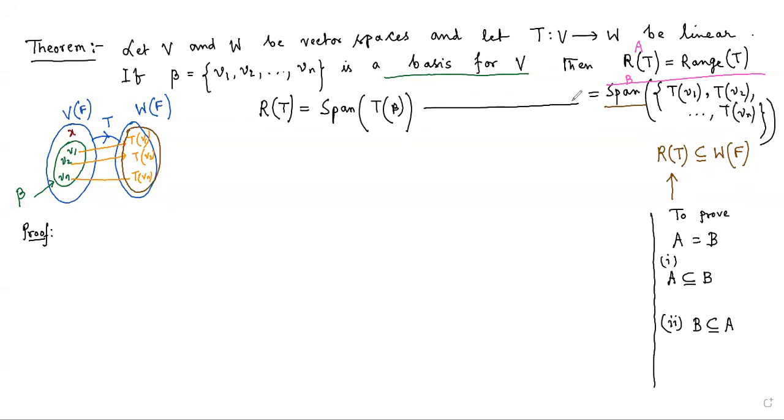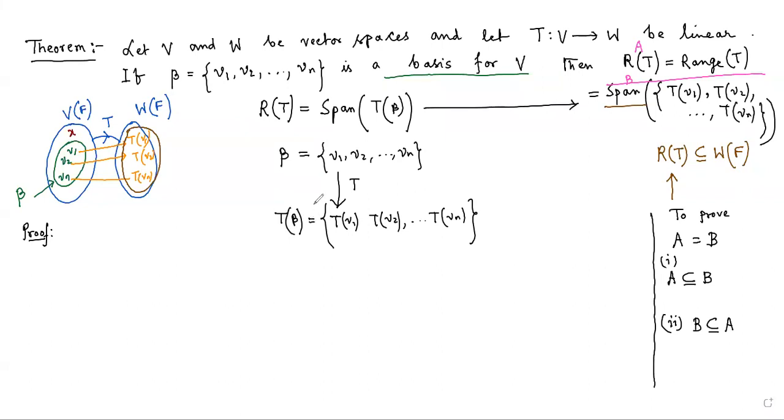It means the same thing, because beta is the set consisting of the elements V1, V2, ..., Vn, and under the transformation, all these elements are going to have the images TV1, TV2, and TVN. We can name this set T beta, meaning this entire set is being transformed to set T beta. So basically, we need to show that RT is a subset of the span of T beta, and the span of T beta is a subset of RT.